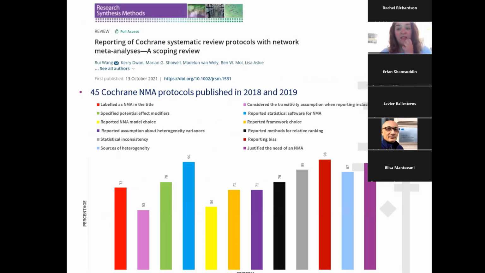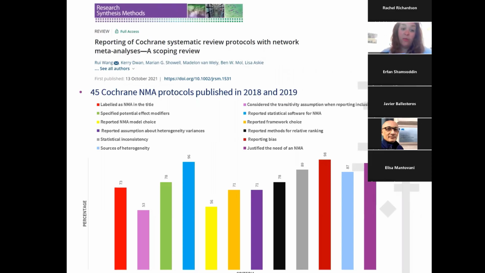So this is a study that we undertook looking at Cochrane protocols that included network meta-analysis, and some items were reported well, but there could be further improvement, especially discussing the transitivity assumption within the reviews.